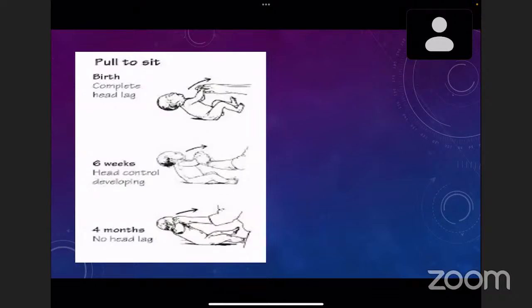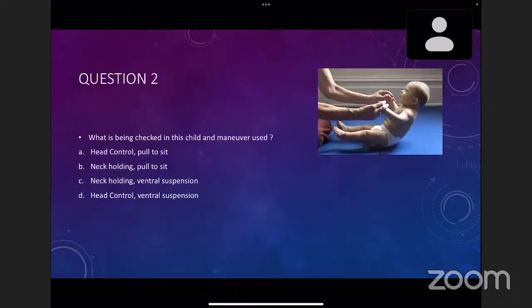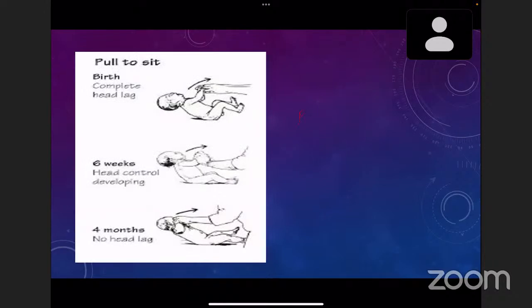But as the child's age goes on, by 4 to 6 weeks, head control starts developing, when the neck starts to have some tone. As a result, when you try to pull the child, there will be partial head control. Partial head control is seen at 2 to 3 months most probably, or 4 to 6 weeks in some books, but at 2 to 3 months you will have partial head control.